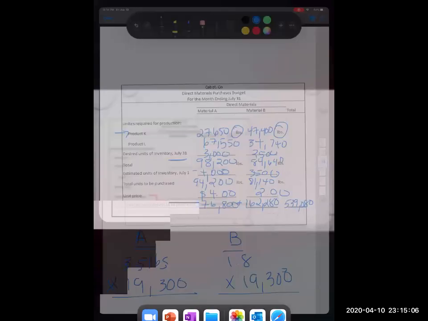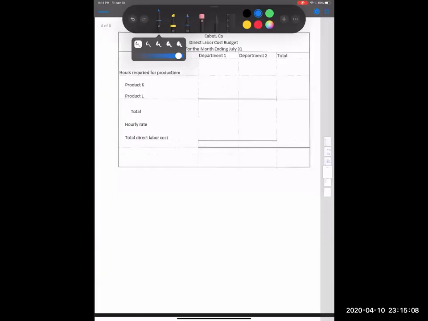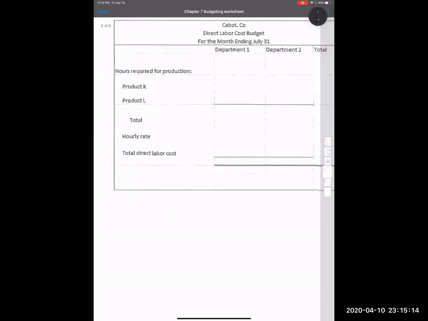All right, so here we are with the direct labor budget. Let's scoot this to the side. There we go. Here's our direct labor cost budget, and now we're going to fill it in. Remember, in step one, we need to figure out the hours required in each department. We're dealing with product K and product L, right?